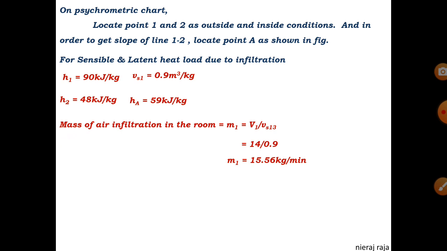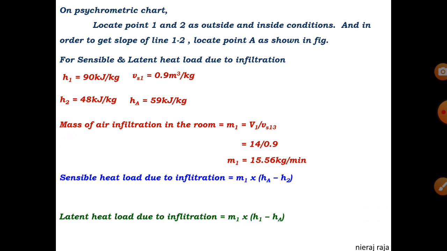Now by using this mass and enthalpy differences we will calculate the sensible heat and latent heat gain due to infiltration. In the last problem also we did that. These are two formulas, one for sensible heat gain and the other for latent heat gain: m1 into HA minus H2 and m1 into H1 minus HA. Sensible heat means where only the temperature changes, humidity remains constant. And latent heat means the temperature remains constant and humidity will add or remove.